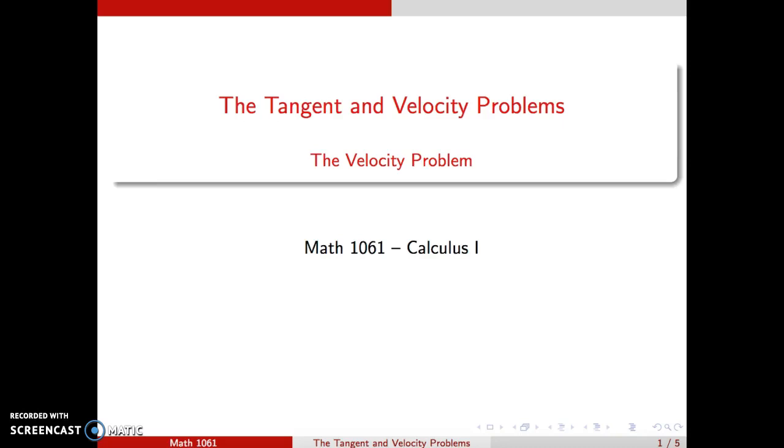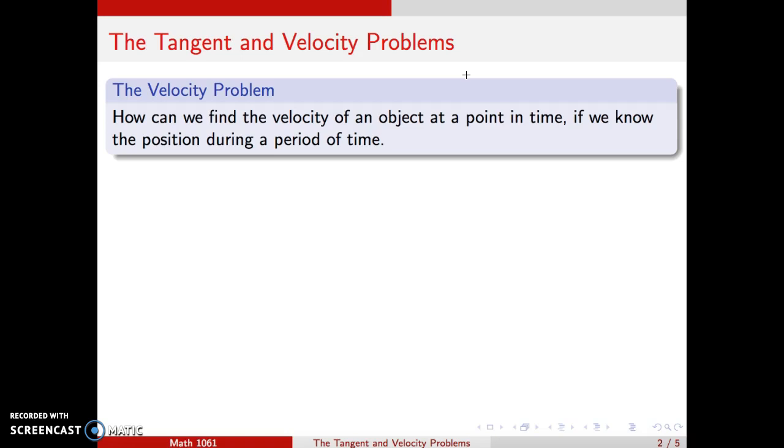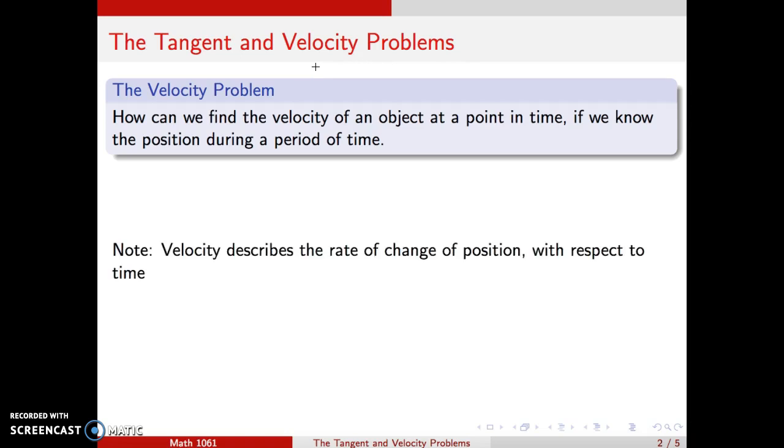Hello. We're continuing our discussion here, looking at tangent and velocity problems, and we're going to focus on the second part, looking at the velocity problem. So what this problem says is we're wondering how we can find the velocity of an object at a point in time if we know the position during a period of time. Velocity, we want to remember, describes the rate of change of position with respect to time.